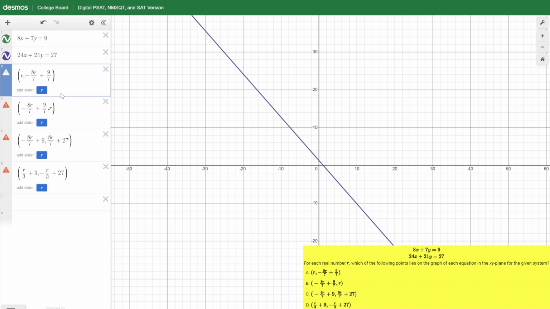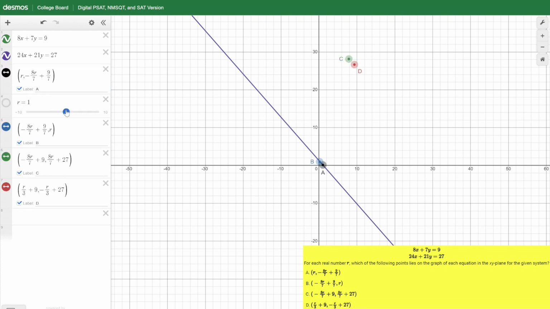I've gone ahead and input the options here. The only variables that Desmos allows are x and y, and when you put in any other letter of the alphabet, in this case r, it'll ask you to add a slider. A slider just means that you can adjust the values of r when you click this button. So when we click this button, it allows you now to adjust the values of r.